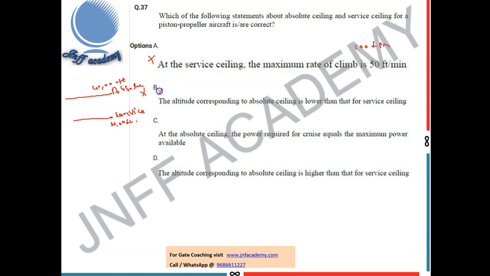So this statement is also wrong. The altitude corresponding to absolute ceiling is lower than that of service ceiling. It is given like that, but actually the service ceiling is lower than that of the absolute ceiling. So this is also wrong.